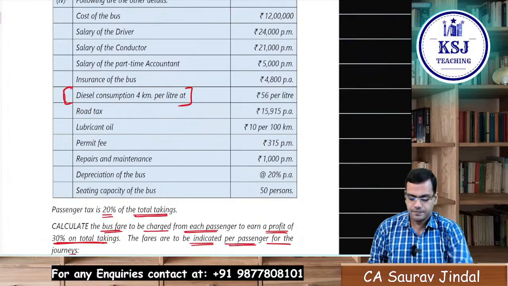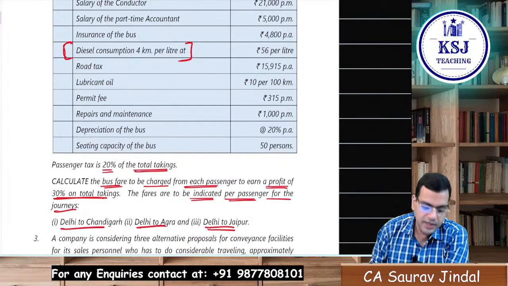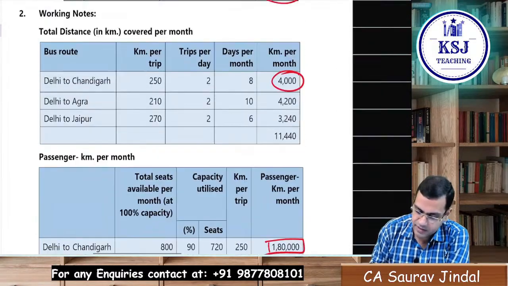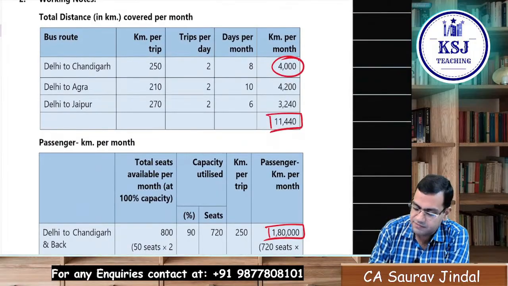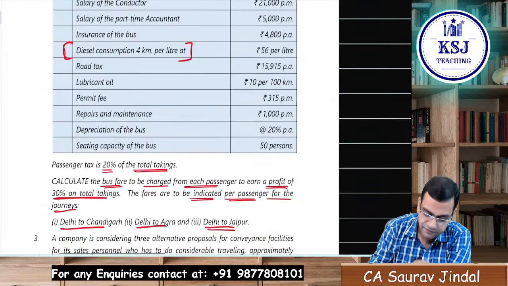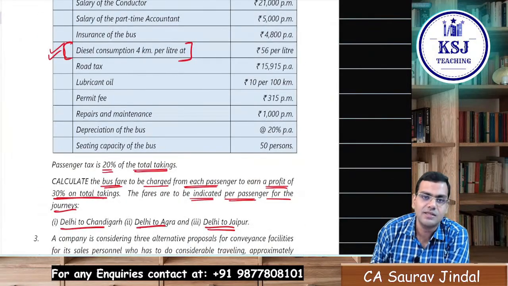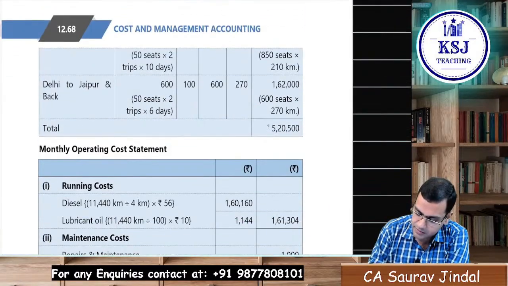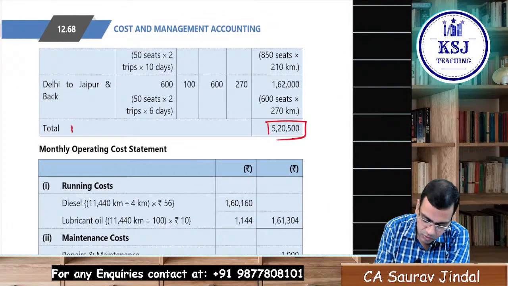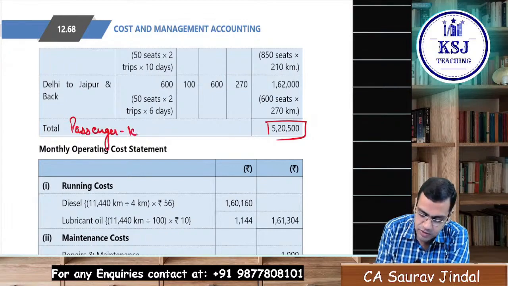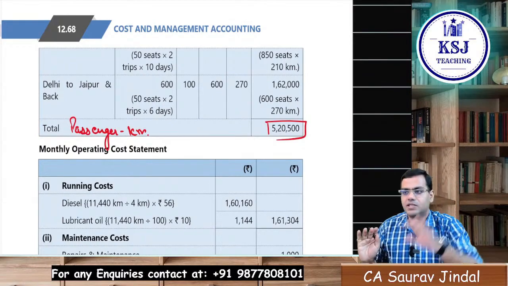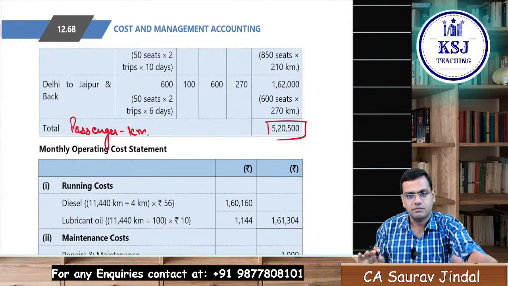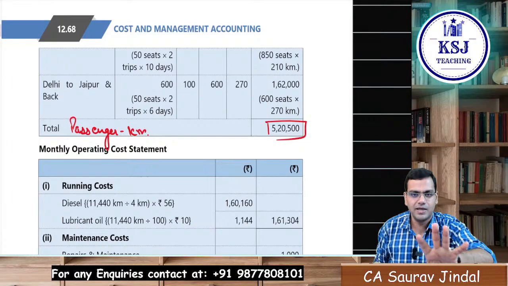Clear, sir? So this part is done. This is what they have done. They have calculated the total kilometers. Why is this total kilometers required? For the calculation of the diesel consumption. Then they have calculated the total passenger kilometers. Please do not go by the solution of this. Calculate passenger kilometers as you have learned. Simple. They have done it in a little bit confusing way.